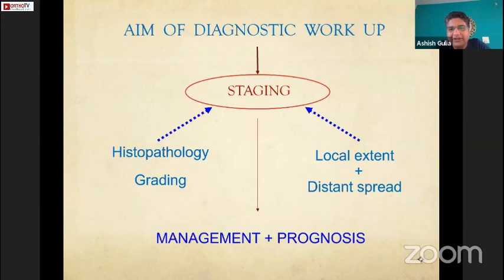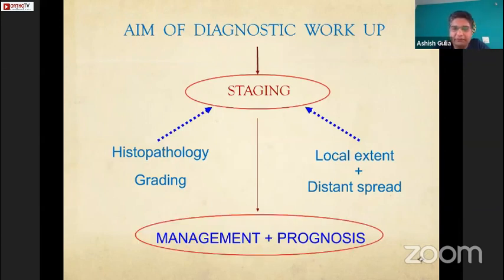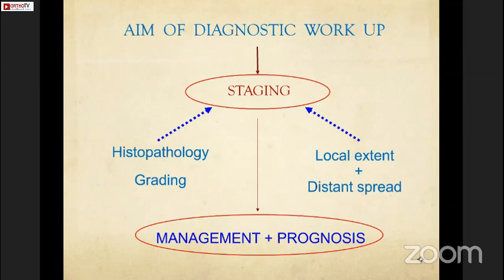As I told you, once you have staging, there are two main important questions which the patient asks you: what sort of treatment are you going to offer me, and what will be my lifespan or prognosis, whether I'm going to get cured or not, whether I'm going to survive or not. It depends upon this staging workup.